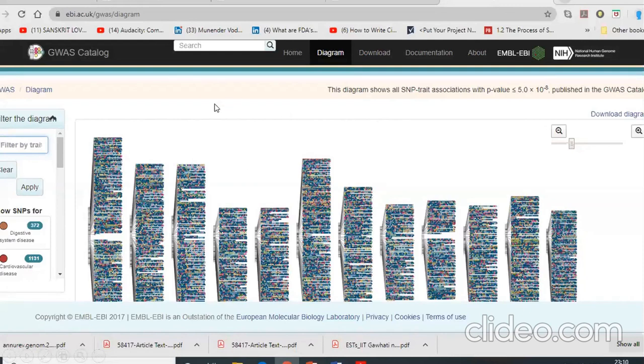So briefly, in a few minutes, we will conclude the lecture. But if you go into the GWAS catalog, you can see a beautiful database where all diseases associated with human chromosomes have been cataloged. And then you are looking at a specific condition here.